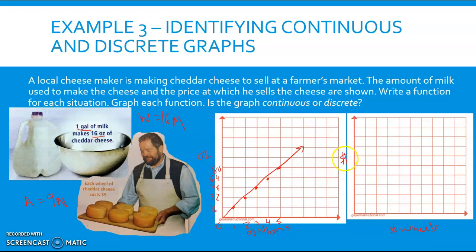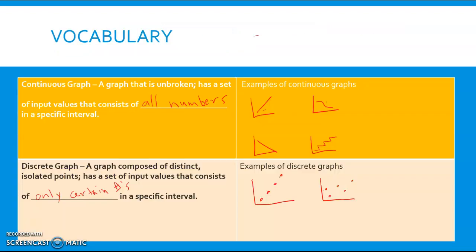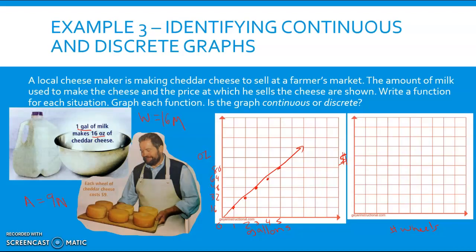Here's the deal, though. We talk about that rule of a discrete graph: it's composed of distinct isolated points, has a set of input values that consist of only certain numbers in a specific interval. So the problem with this is, when I start at 0, I'm selling wheels of cheese. I can't sell half a wheel of cheese or a piece of cheese. You can't break off a piece of cheese and then ruin the whole wheel that nobody can use. You sell it by the wheel.